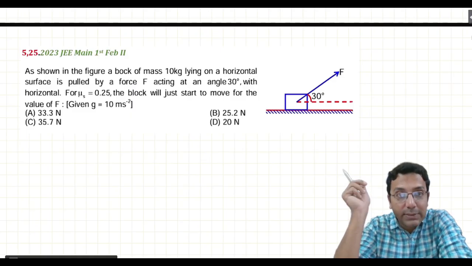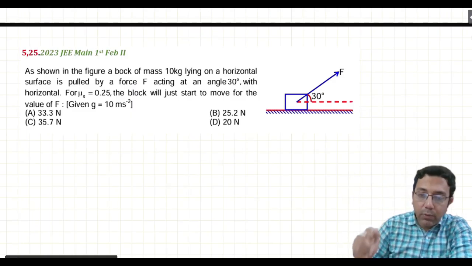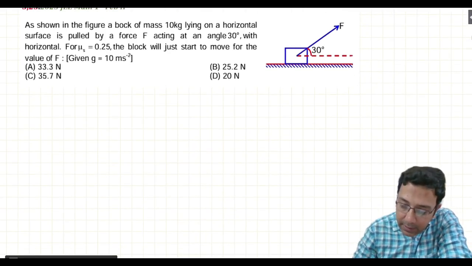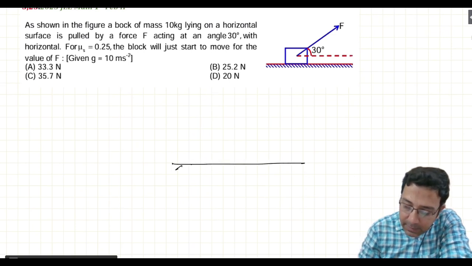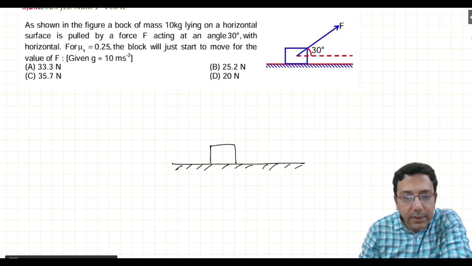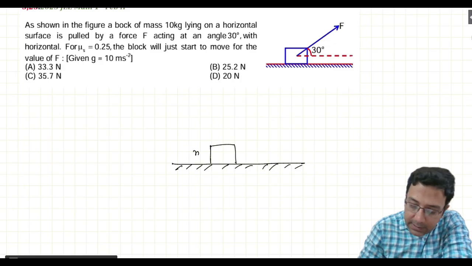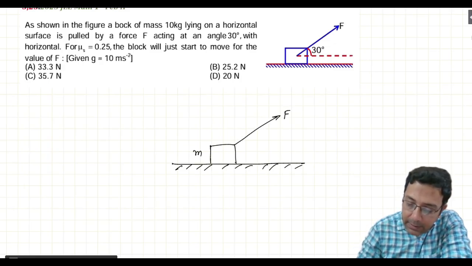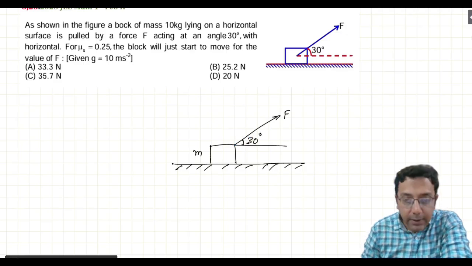Please read the problem once again. Okay, it is important to understand. So let me draw the diagram of what is given. Let me just redraw the diagram once again, then things will be clear. So this is my floor. A block is resting on the floor. What is the mass given? 10 kg. Okay, let's say this is the mass. A force is applied at an angle of 30 degree.